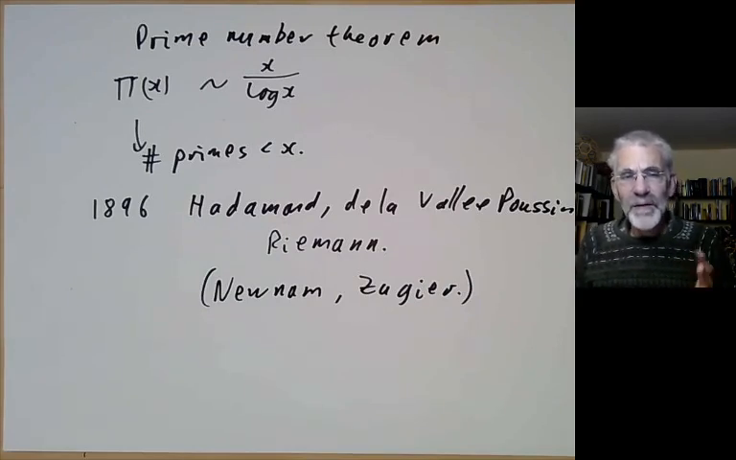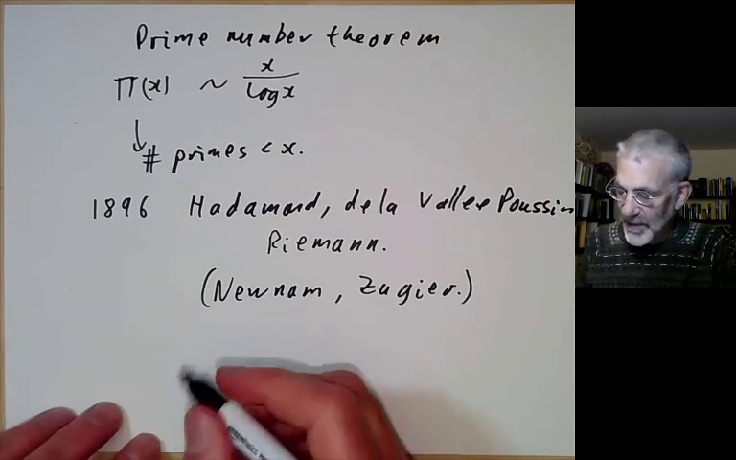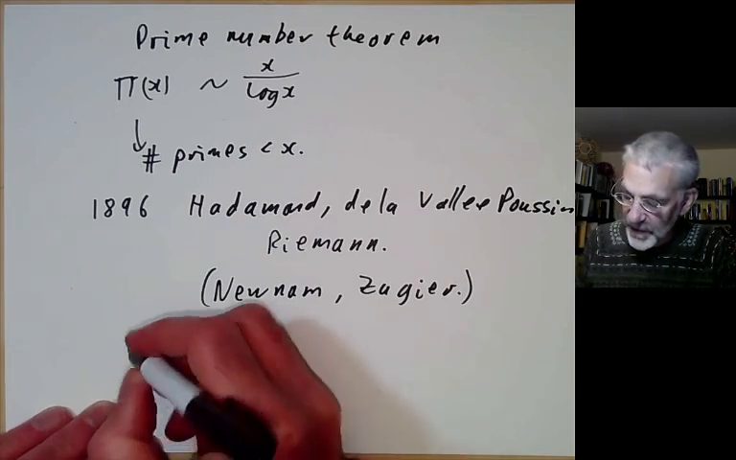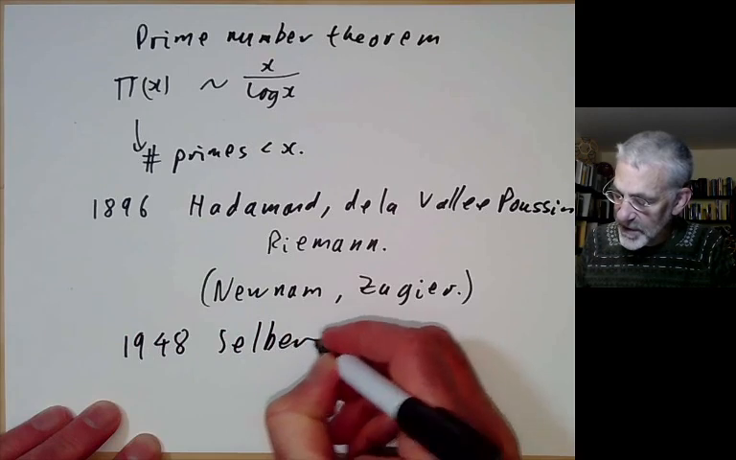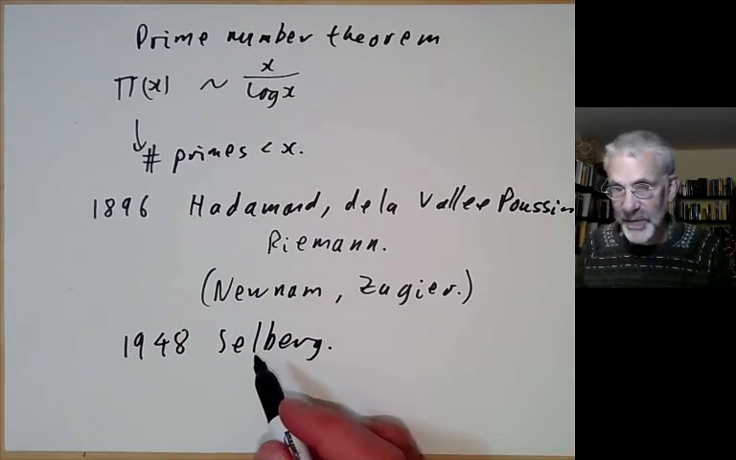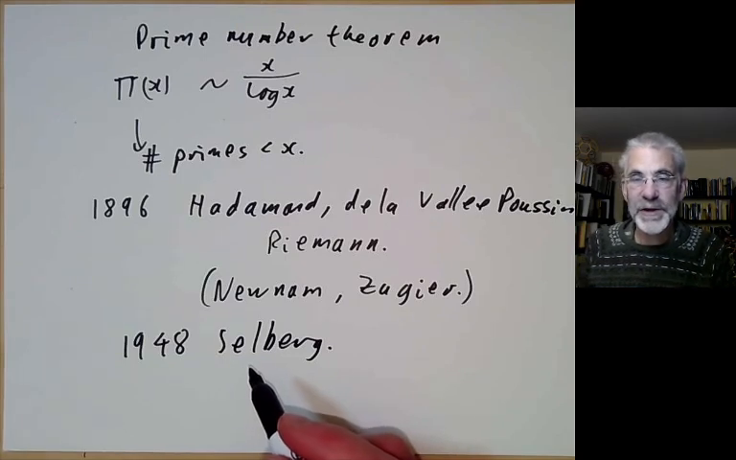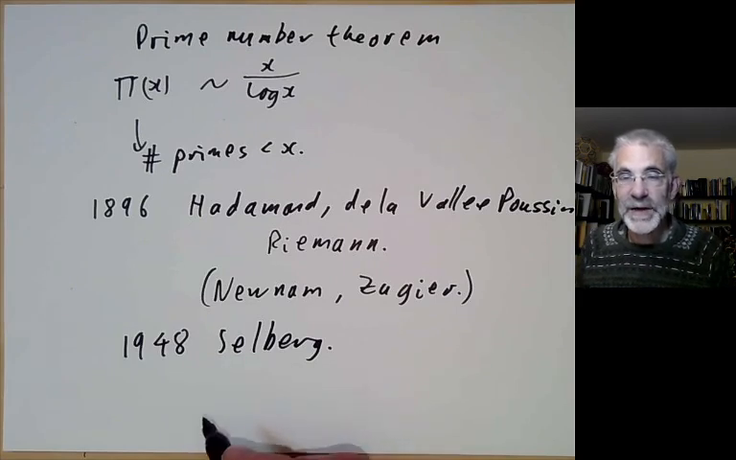And if you're a number theorist, this is kind of annoying because results in number theory really should be proved just using number theory and not using complex numbers. For many years, it was an open question whether you could find an elementary proof. And in 1948, Selberg actually found an elementary proof of the prime number theorem. His proof uses Selberg's identity, which is a variation of what I called Selberg's identity in the previous lecture.